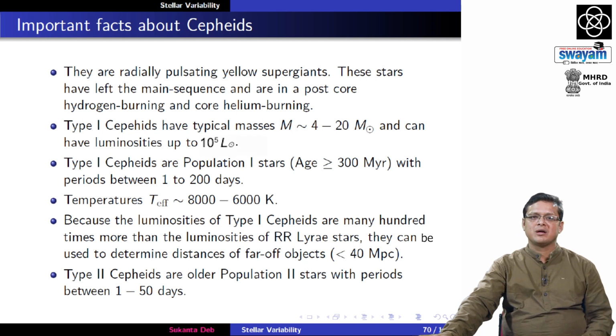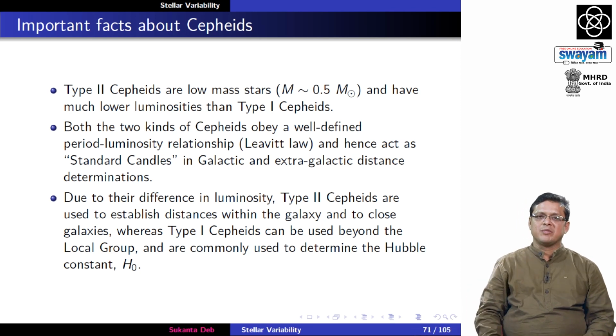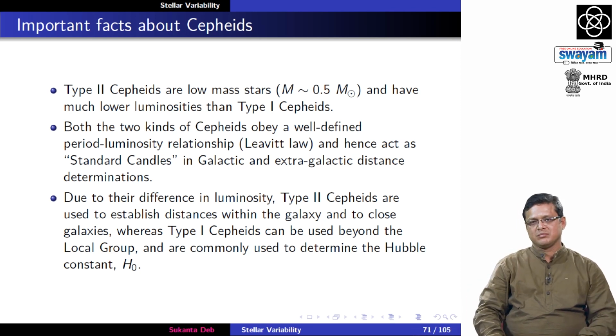Type 2 Cepheids are older population 2 stars with periods between 1 to 50 days. Type 2 Cepheids are low mass, the masses are in the range of 0.5 to 0.6 solar mass, and have much lower luminosities than type 1 Cepheids. Both kinds of Cepheids obey a well defined period-luminosity relationship known as Leavitt's law, and hence act as standard candles in galactic and extragalactic distance determinations.